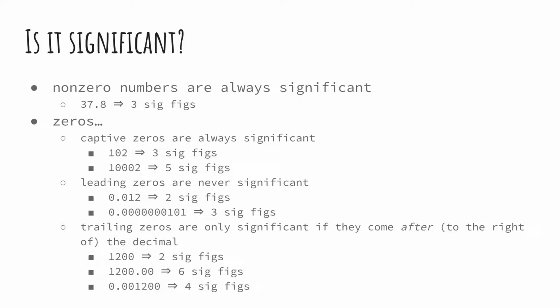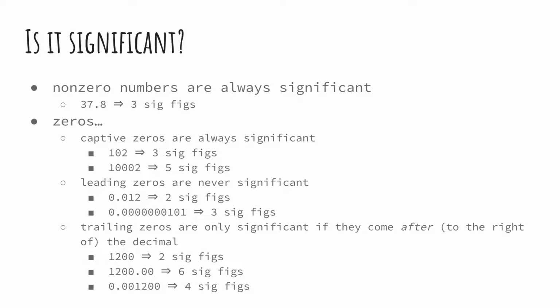Finally, trailing zeros might be significant. That's where it gets difficult, because a trailing zero might be part of the measurement, or it might just be there to give us size. And the way we distinguish them is that a trailing zero is significant if it comes after the decimal place. So here, trailing means that the 0 is to the right of the number. So trailing zeros are significant only if they come after the decimal place.